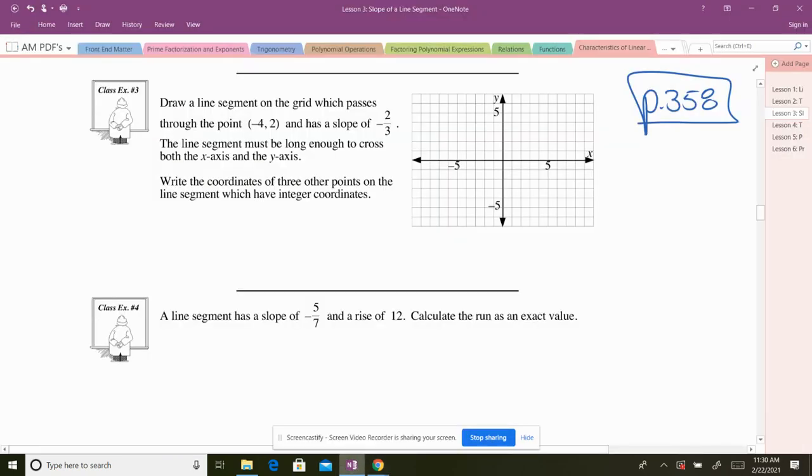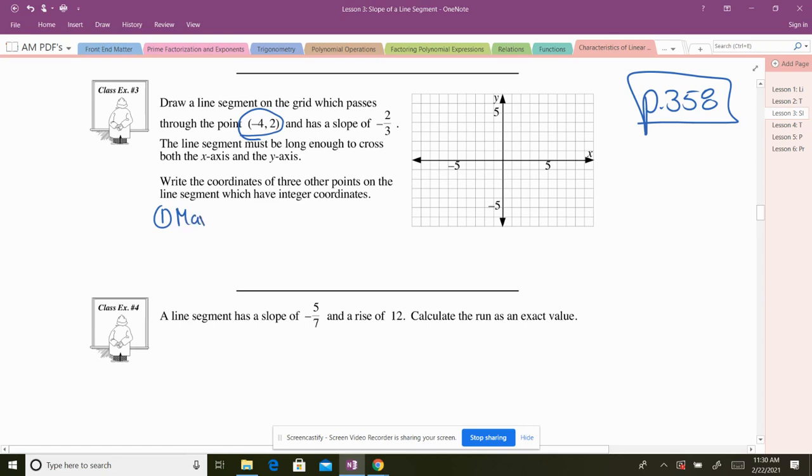Okay, 358. So now that we know how to figure out the slope, we can now use it to sketch a line, instead of doing tables of values. So this is what we're doing. We're moving away from doing a table of values to being able to sketch something based off the equation, some information that we have. So we have a line. It goes through this point, -4 and 2, and has a slope of -2/3.